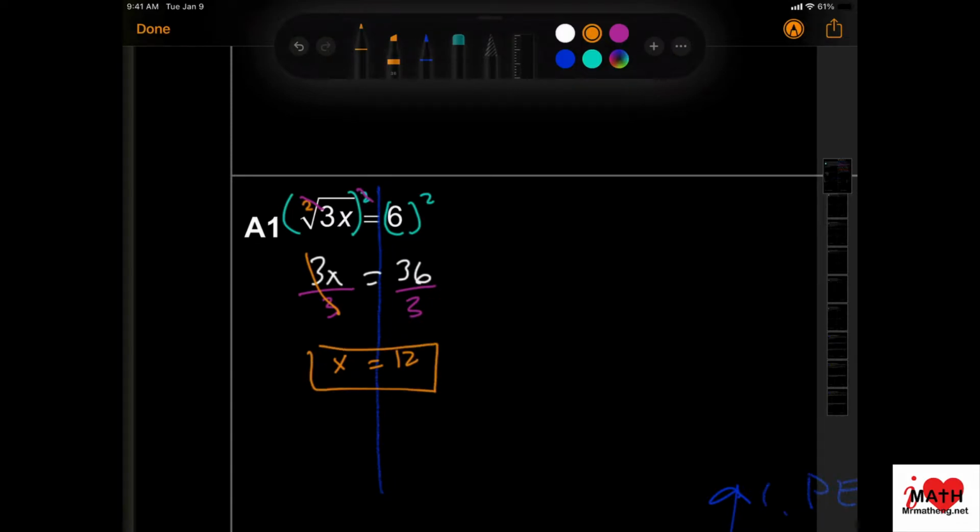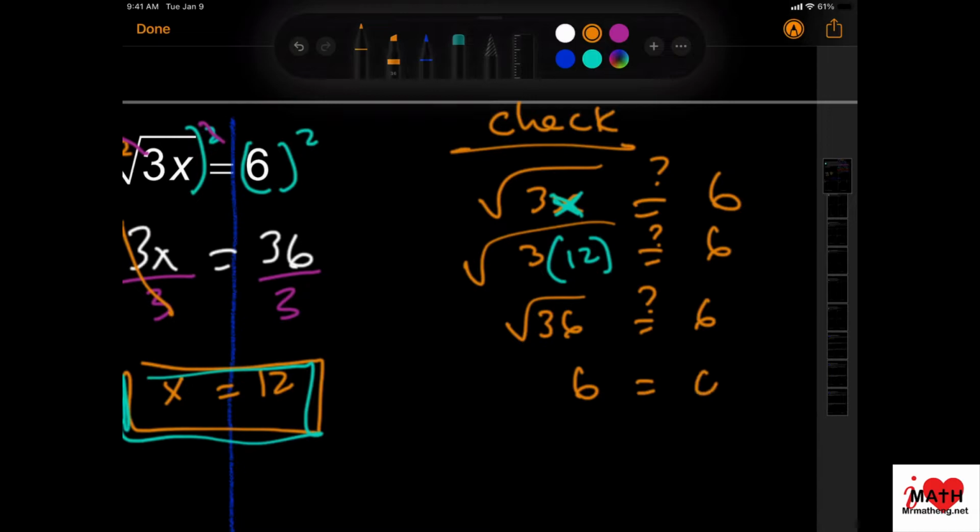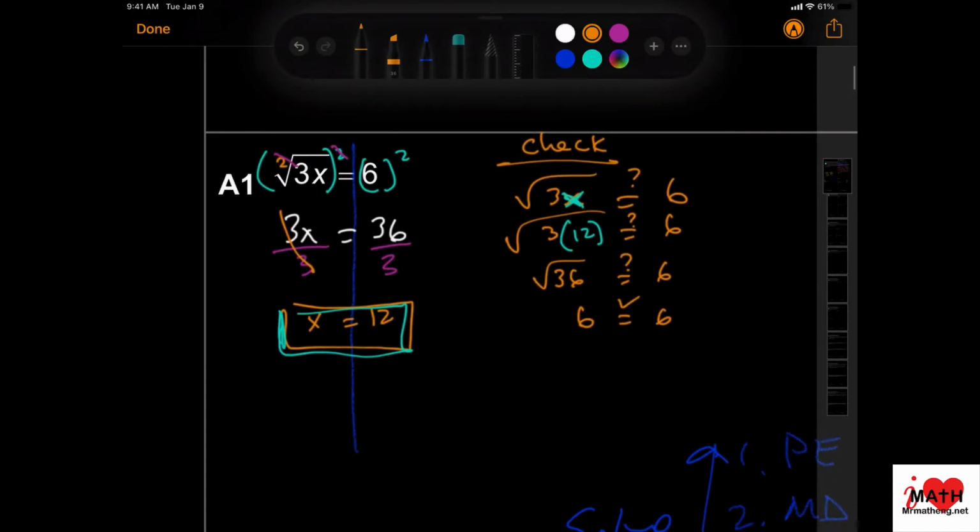X equals 12. Now, the next thing I need to do is make sure that I check my answer. So you're going to take the original, and we're going to see if this is equal to 6. I'm going to take the x equals 12 and substitute it in here. So we're going to get the square root of 3 times 12, is that equal to 6? That is the square root of 36, and that equals 6, so 6 equals 6, that does work. So A1, x equals 12 is an acceptable solution. It's a possible solution, and we checked that it works.